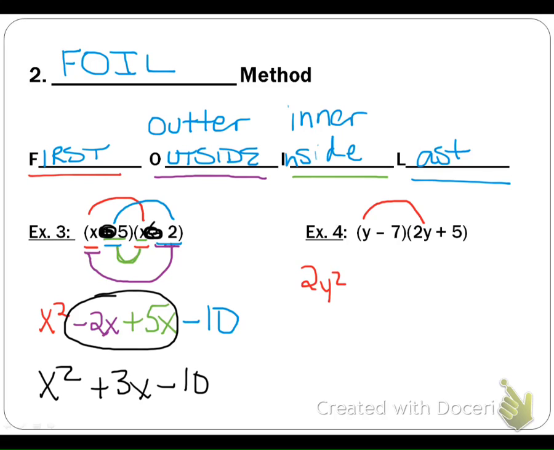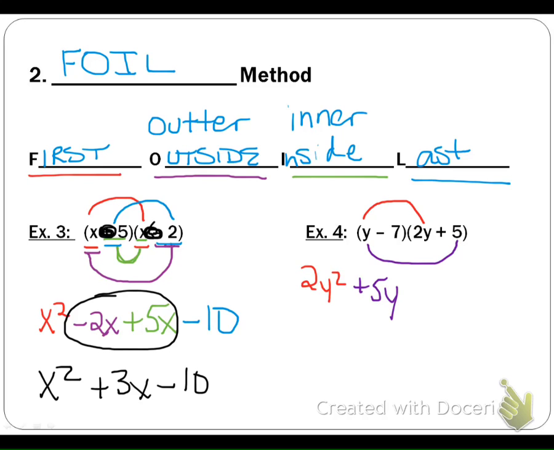Look to see where your outers are at. Think about it for a second before I draw it. Here's our two outers. Sorry, I used a different pen color than before. I'll go ahead and switch back to the same color I used before. So our two outers, y and positive 5, equals positive 5y.